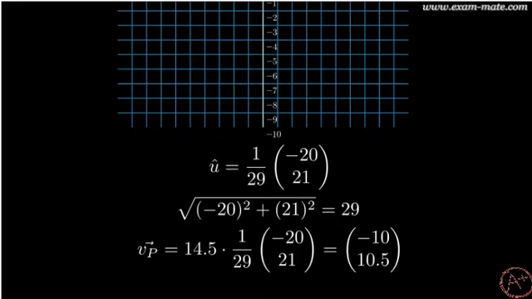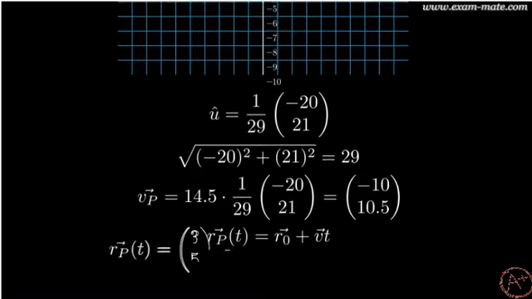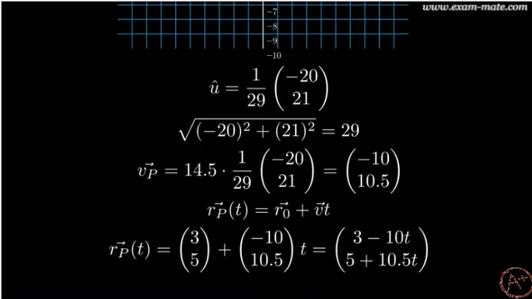For part B, we need to find P's position vector at any time t. The position vector equals the initial position plus velocity times time. Plugging in our values, we get 3 - 10t for the x component and 5 + 10.5t for the y component. Now, let's look at particle Q. Q starts at the point (-1, 3), and has velocity vector -5i + 7.5j.